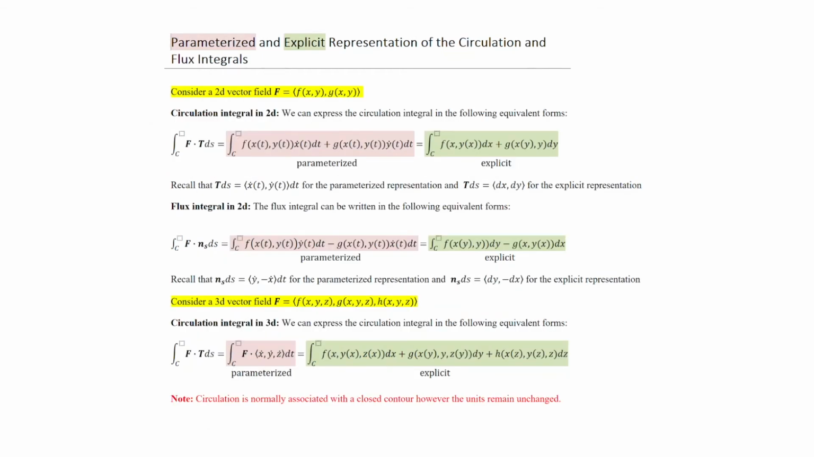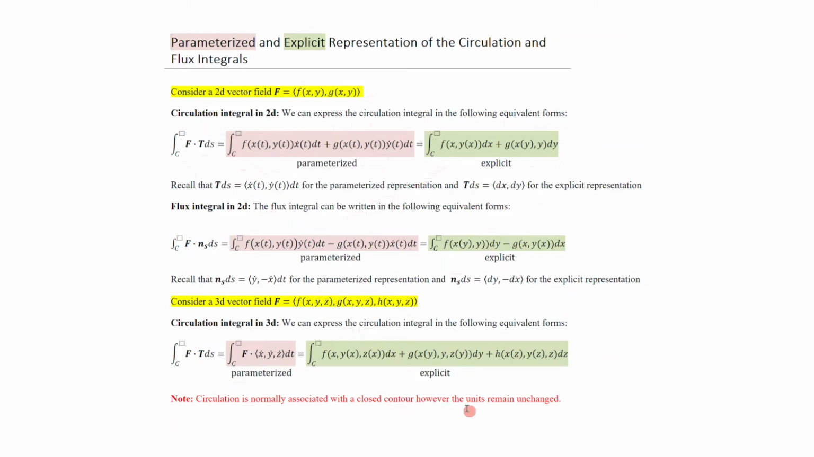Okay, so now what about flux integrals? Here again is a quick summary. If we have a 2D vector field, then it would have a form looking like this. If we're dealing with a circulation integral in 2D, we can express the circulation integral in the following equivalent forms. We can have a parameterized representation, in which case it would take on this form, and explicit representation would take on this form. Now, I made a note at the bottom here that circulation is normally associated with a closed contour.